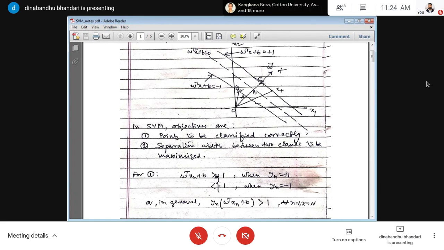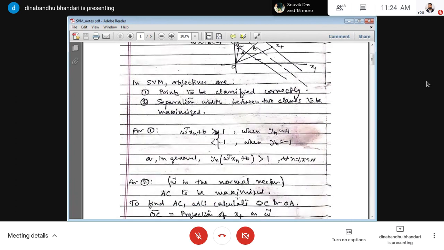So combining these two into one expression, I feel it is again a very good use of mathematics, isn't it? Instead of writing this one for yn equal to plus 1 and this one for yn equal to minus 1, what we can write in one shot is: yn into w transpose xn plus b is greater than 1 for all n. It does not matter whether it is in the negative class or in the positive class. This is the generalization. Okay, no issue.